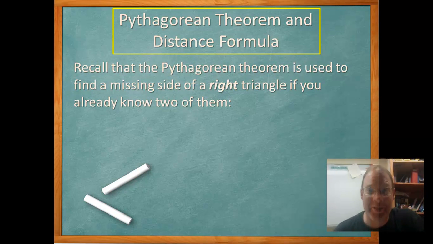Now we're going to learn about the Pythagorean Theorem and the distance formula. You may remember using the bow tie method instead of the distance formula.